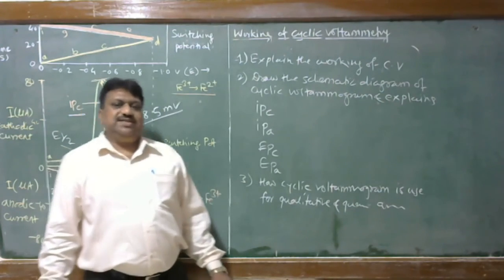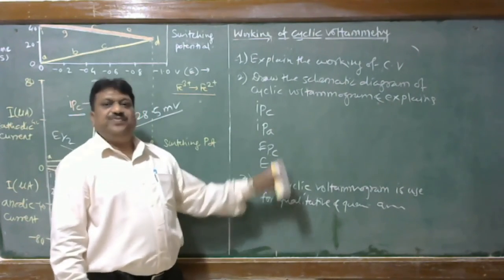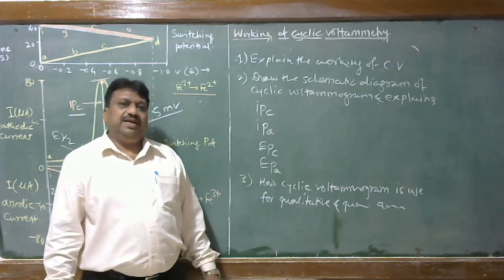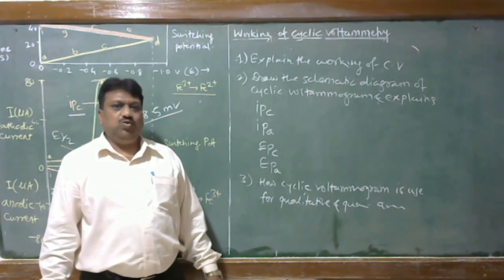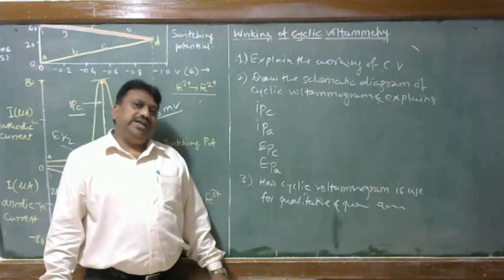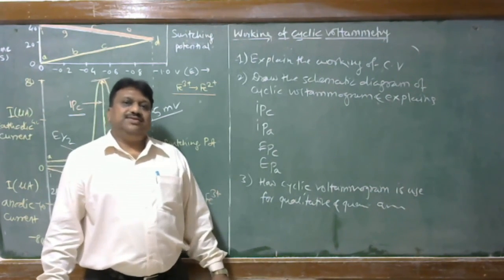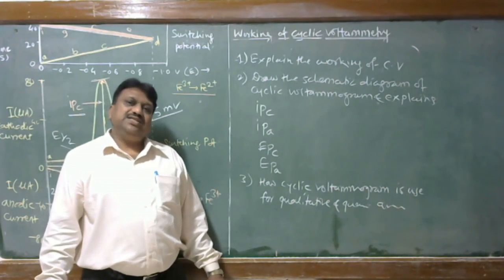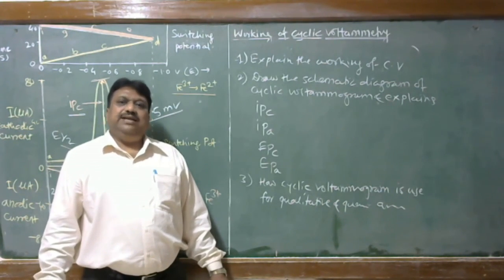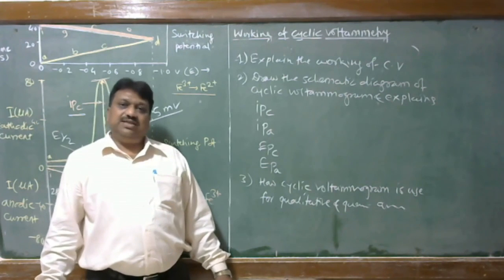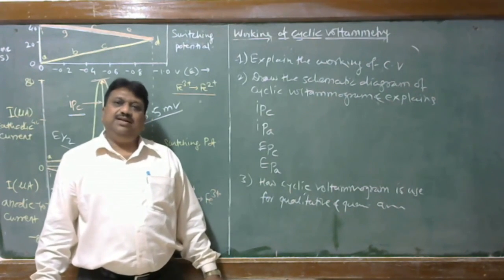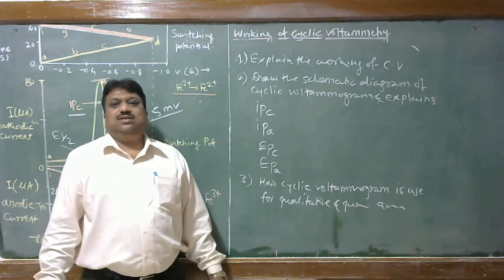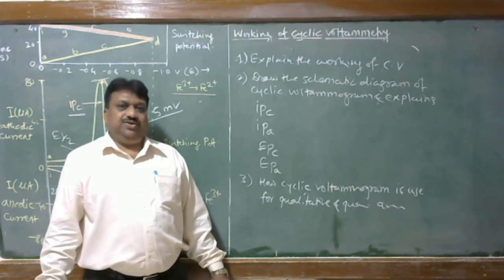Student, with our today's discussion, you can find out the answers of this question. In forthcoming lecture, we can discuss the different analytical applications of cyclic voltammetry, how cyclic voltammetry is useful for the study of the electrochemical reaction, how we can judge the reversible and irreversible reaction or quasi-reversible reaction by cyclic voltammetry. We also discuss the number of electrons involved in redox reaction.